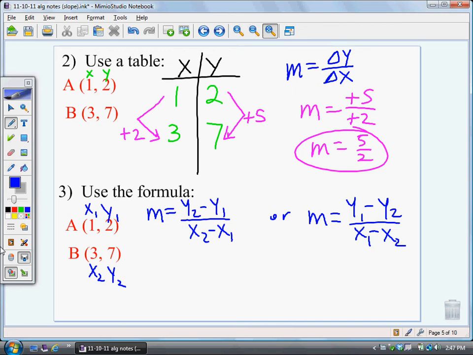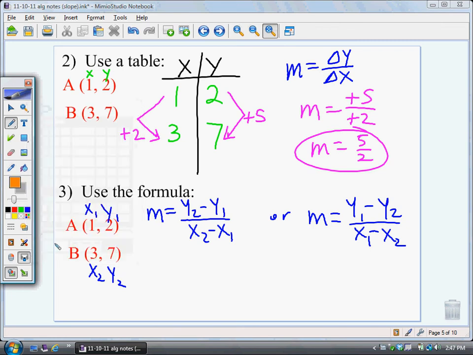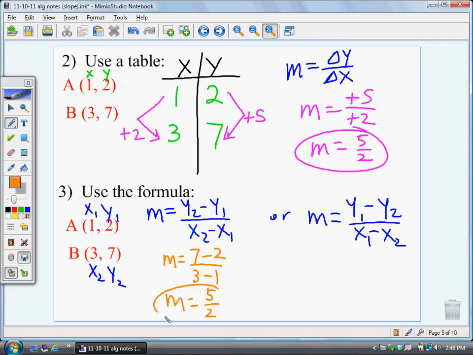And now all we have to do is go through and find the slope. Now if you use this one, Y sub 2 is 7, minus Y sub 1 is 2. X sub 2 is 3, and X sub 1 is 1. And so our slope is the same thing, 5/2.